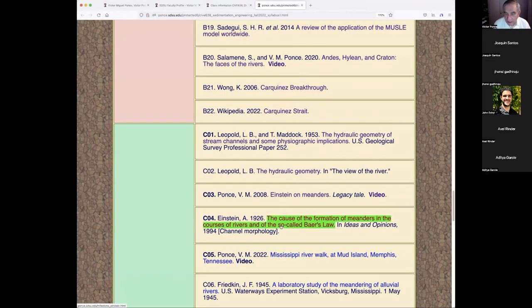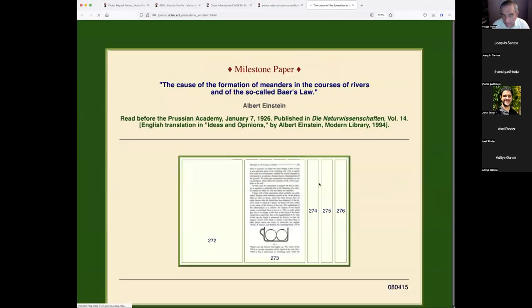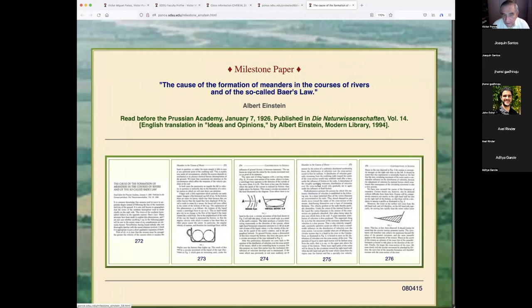Okay, so that is the raster on Einstein on meanders. So now we're going to move on to the cause of the formation of meanders in the courses of rivers in the so-called Baer's Law. I believe I'm pronouncing it correctly, Baer's, B-A-E-R. The cause of the formation of meanders in the courses of rivers and in the so-called Baer's Law.